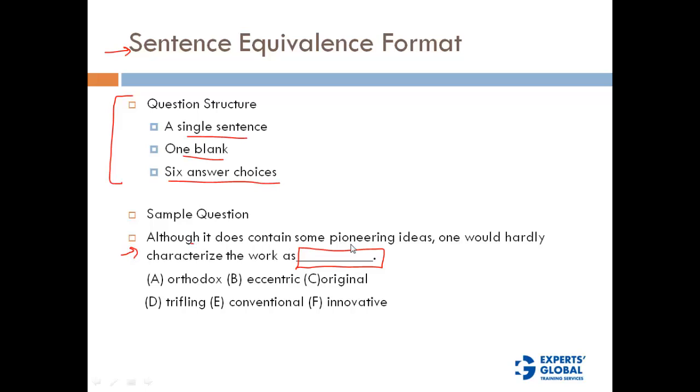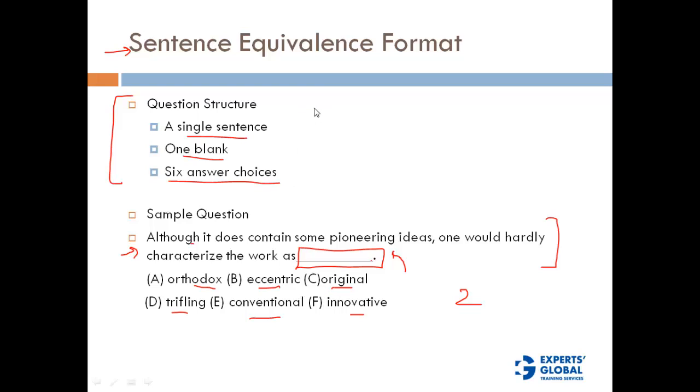Although it does contain some pioneering ideas, one would hardly characterize the work as dash. The 6 options we have are orthodox, eccentric, original, trifling, conventional, innovative. So we are supposed to choose 2 out of these 6 options. Both of them have to be synonyms, and both of them have to fit in this particular blank and give the sentence a holistic meaning.